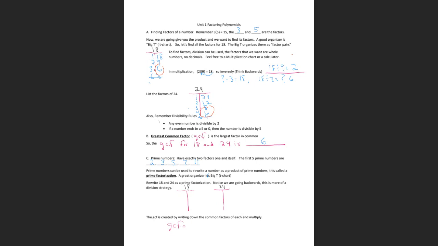So again, when we rewrite 18 and 24 as a prime factorization, we're going to go backwards again. So again, this is more of a division strategy. I'm going to start with the number 2, and I'm going to ask myself, does 2 go into 18? Yeah. So 18 divided by 2 would be a 9. So that means we pulled the factor of 2 out. Now we're left with this 9 as a factor. But notice that 9 is not prime, so we have to break it down.